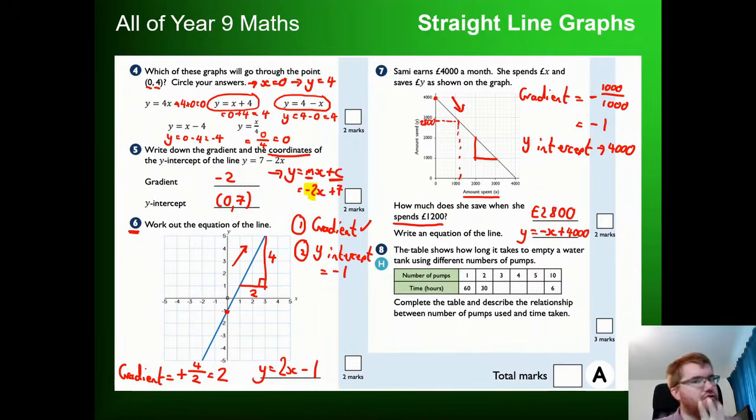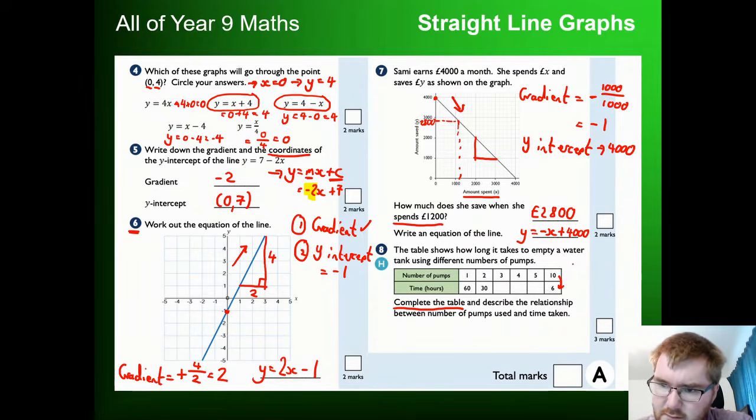And this is a slightly trickier question at the end here. The table shows how long it takes to empty a water tank using different numbers of pumps. And first of all, we need to complete the table. So the first thing I do when I look at this table is think, okay, this is going upwards and this is going downwards. What's going on here? But then I notice the link between these numbers.